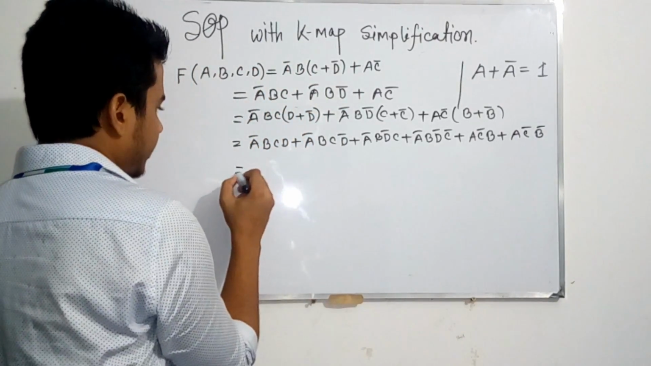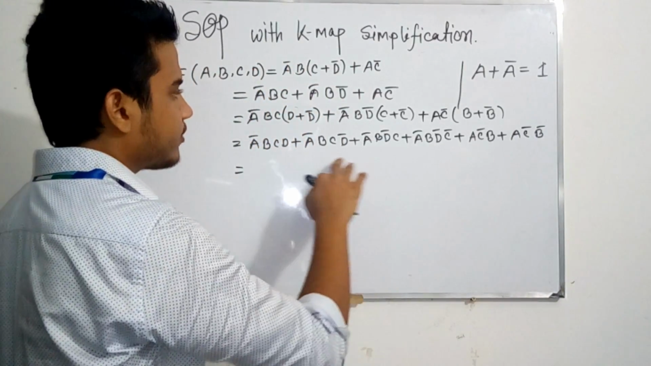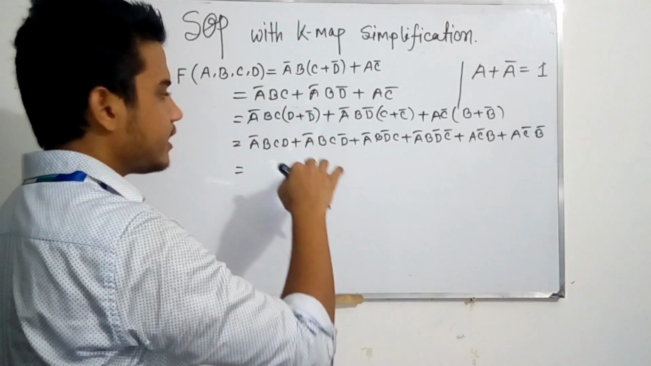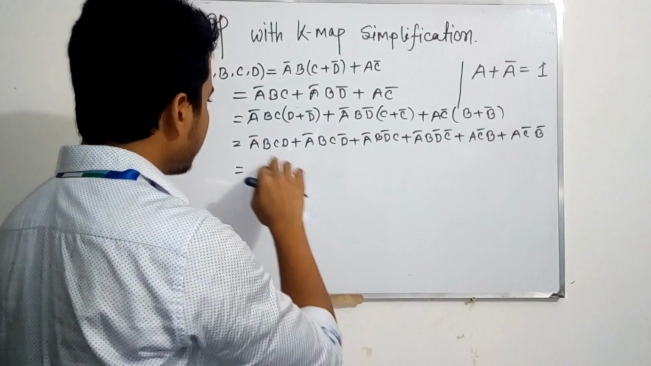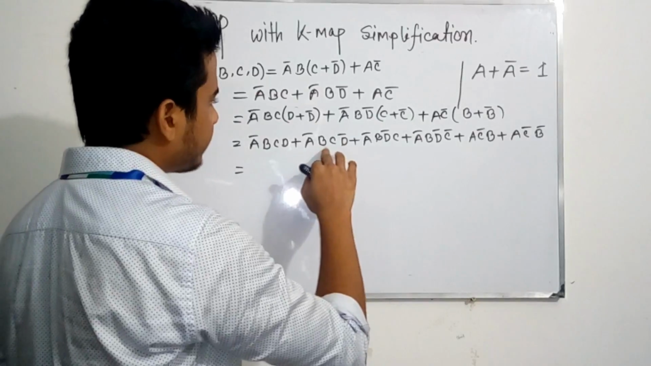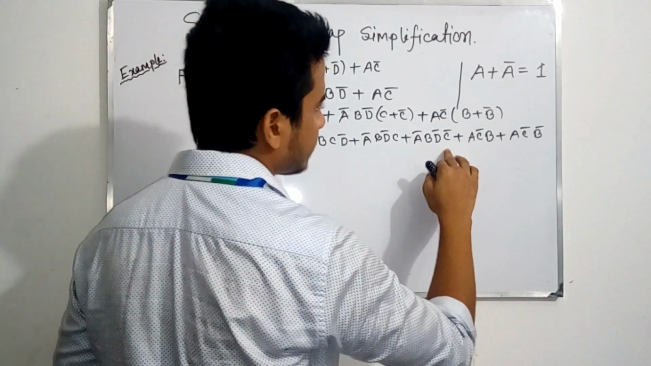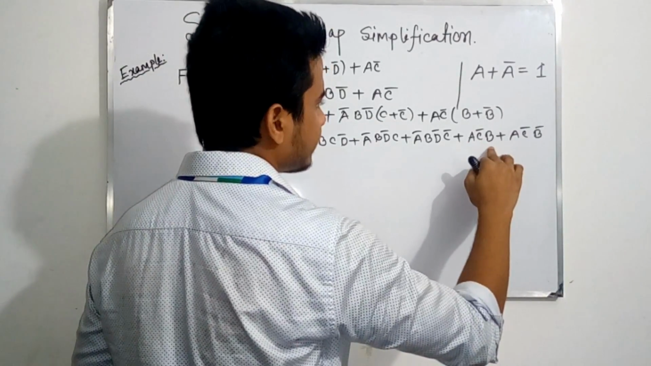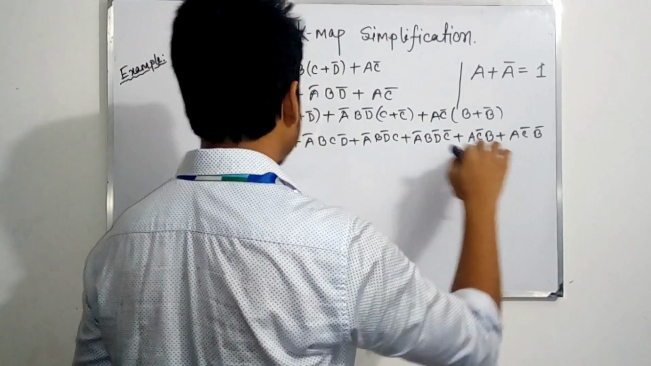Now we check that every part of this equation has A, B, C, D. If not, then we will add the variable. So here A, B, C, D, it's okay. A, B, C, D, it's okay. A, B, C, D. Here A, C', B, D is missing, so we will add D with the same process.